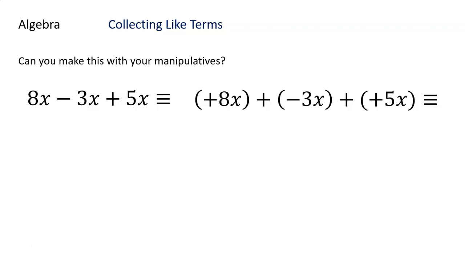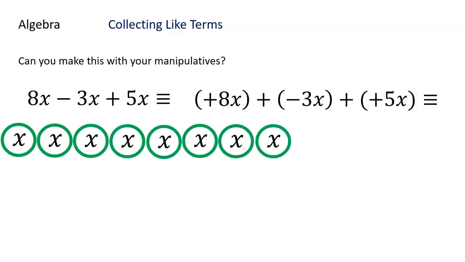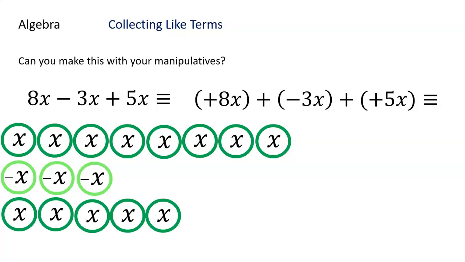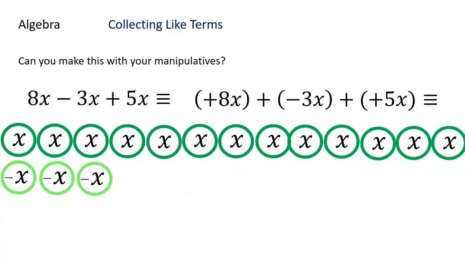So here I'm going to have 3 rows. The first one is a row of 8 positive x's, then a row of 3 negative x's, and then a row of 5 positive x's. I'm now going to use the commutative law to group together the positive 8x and the positive 5x. So this has summed the positive 8x and the positive 5x.